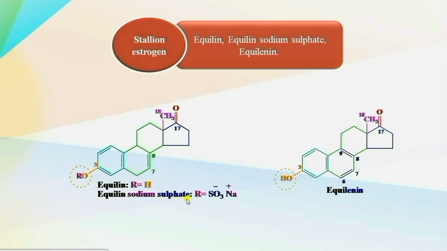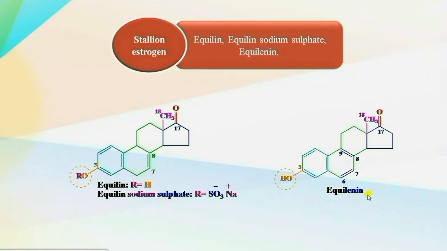Next is equilin sodium sulfate. The sodium sulfate indicates the salt form of equilin. In equilin sodium sulfate, we have to attach this sodium sulfate group at the 3rd position by replacing the hydrogen from the hydroxyl group, and we will get the structure of equilin sodium sulfate.